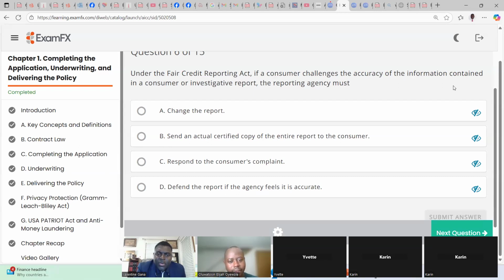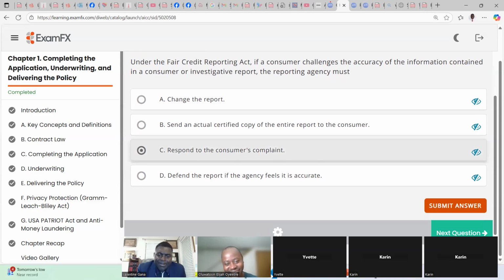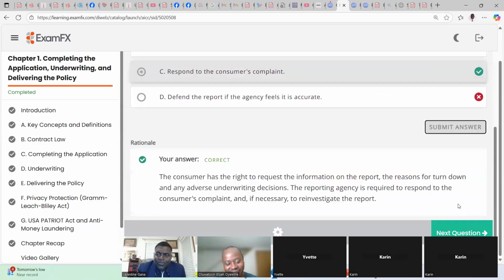Respond to the consumer's complaint. Do you find something extreme in B? Is there anything that you find extreme in B? Look at it closely. An actual certified copy. Correct. And the entire report. Yes. Okay. That sounds very extreme. That leaves us with which answer? C, okay. Respond to the consumer's complaints. Correct. And that's correct.